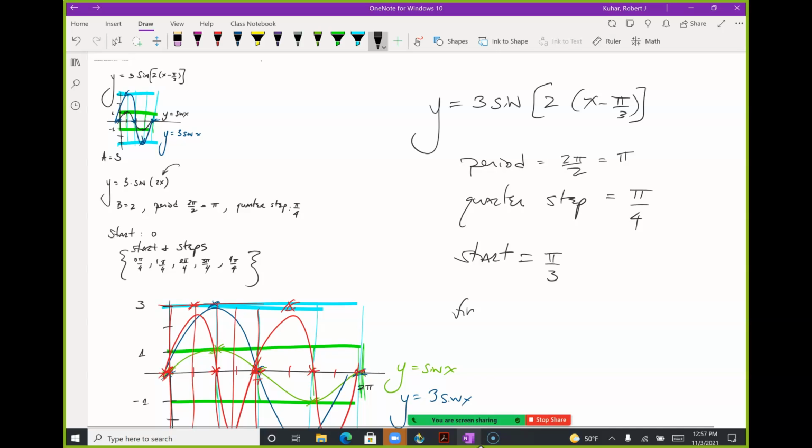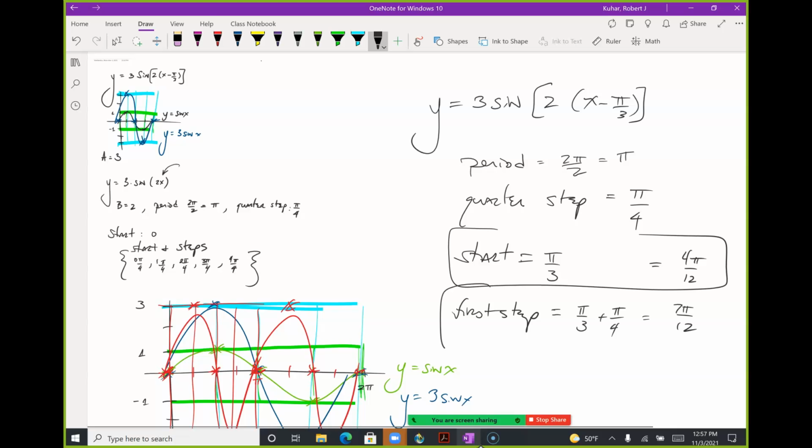So I want to think of the first step. I do this every single time. It's pi over 3 plus a quarter step, so plus pi over 4, right? And of course I get 7 pi over 12 there, right? Does everyone agree with me if I do my LCDs? Seven pi over 12, yes? Nice. I want the start to look like it's coming from the same family, so I'm going to change my start to a pi over 12. And so I get, what, 4 pi over 12 for my start.